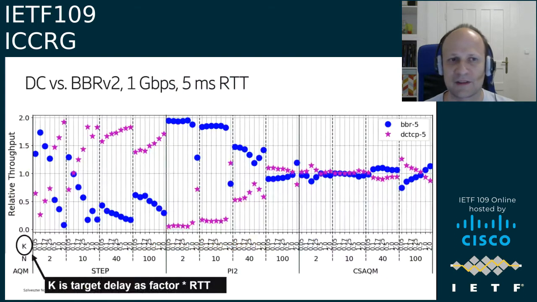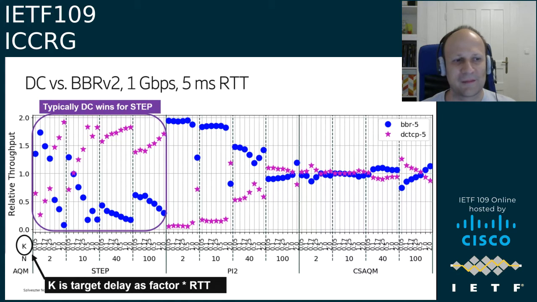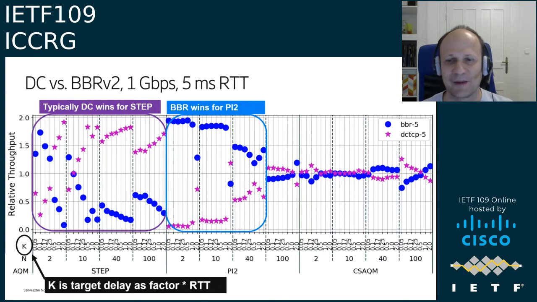So getting back to results, we also used DCTCP-like congestion control. We compare the fairness of DCTCP and BBRV2 in scalable mode. In this case, instead of changing the buffer size, we changed the target delay as a factor of RTT. And our key finding here is that while the step AQM prefers DCTCP, for PI square, the BBRV2 is the winner. And it's actually hard to choose which one is better.